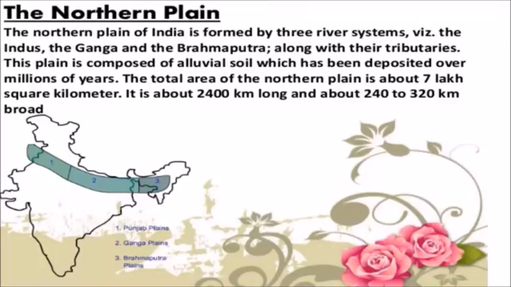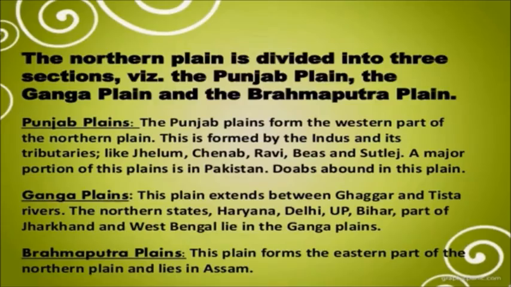The total area of the northern plain is about 7 lakh square kilometers. It is about 2400 kilometers long and 240 to 320 kilometers broad. As you can see in the map I have shown, it is divided into three parts. The first part is the Punjab plain, the second is the Ganga plain, and the last one is the Brahmaputra plain. From this you can understand how the division is made.